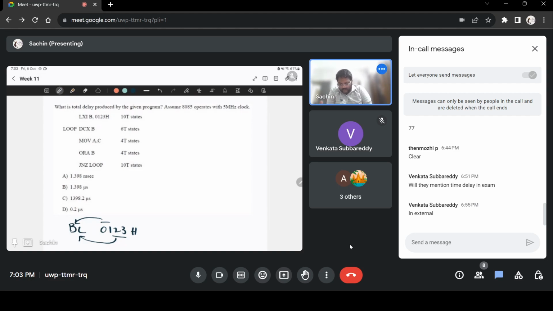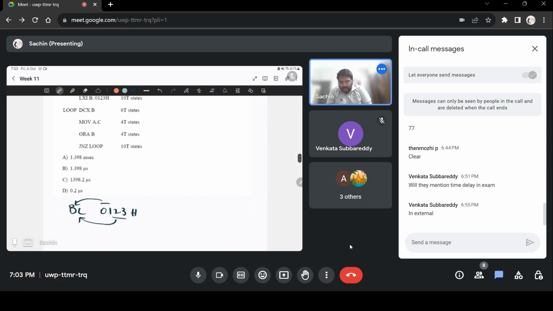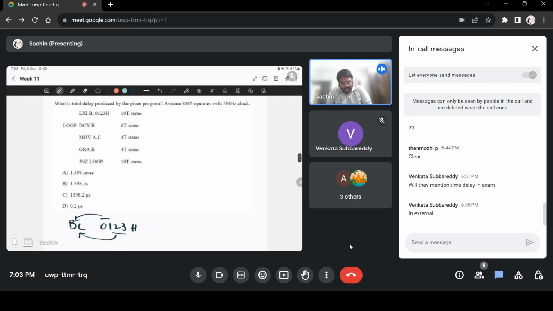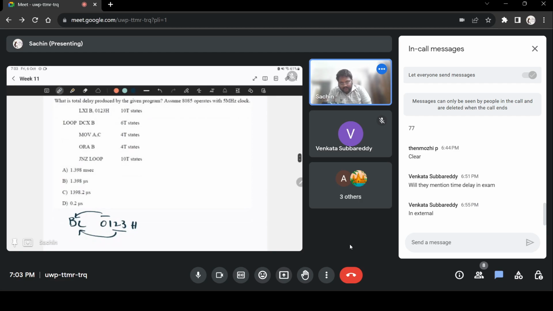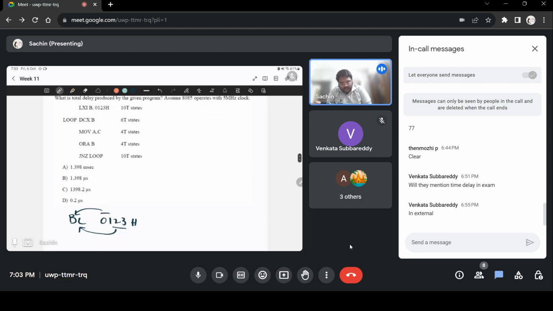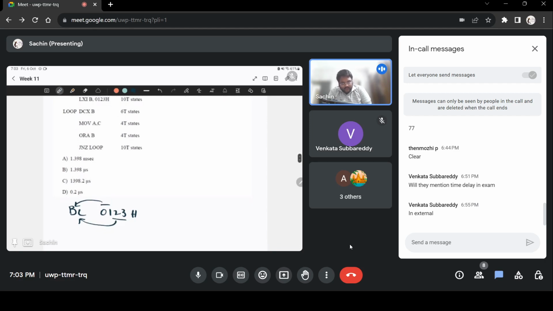Did anyone solve it? First instruction will take 10 cycles. After the first instruction, the numbers 0, 1, 2, 3 are stored. And then you start a loop.